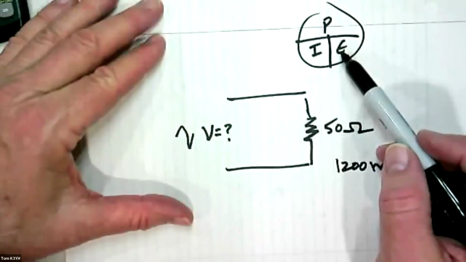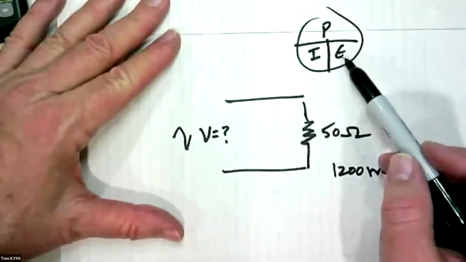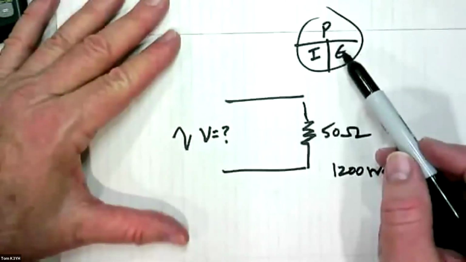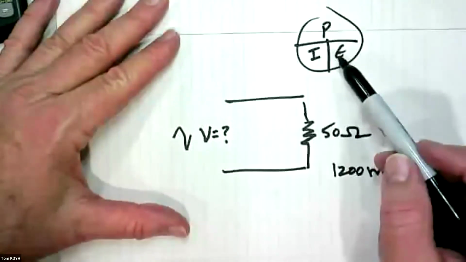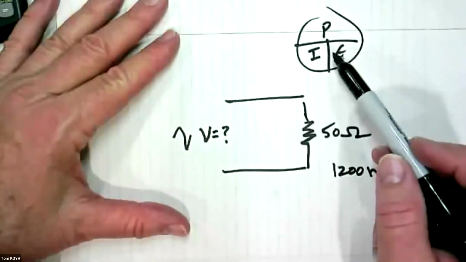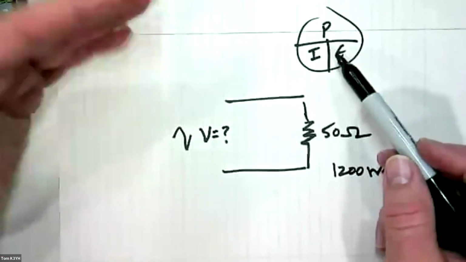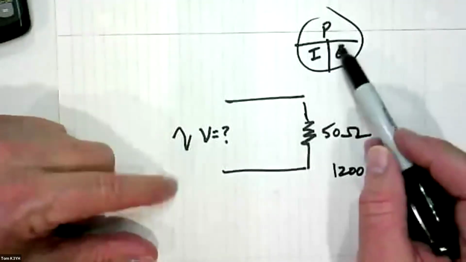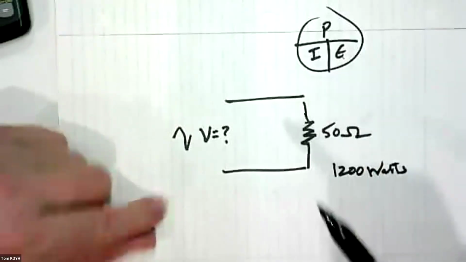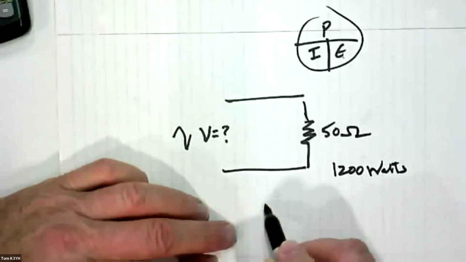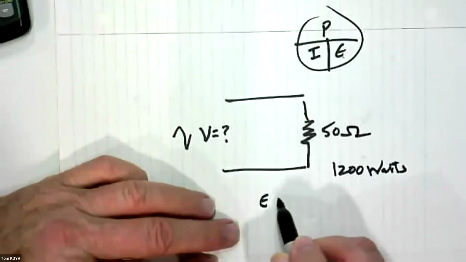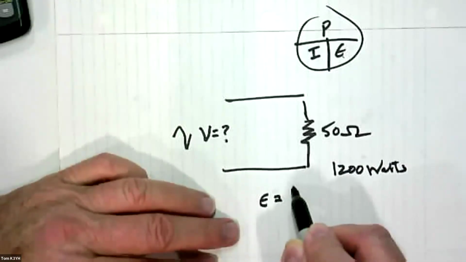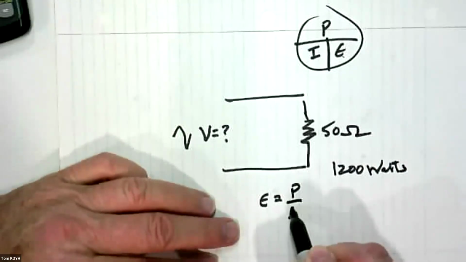So that's this E here, and when we're calculating AC power, you must use the RMS voltage for this E. So fortunately, they ask us for that, so we don't have to do some kind of conversion from peak or peak to peak to RMS. So we're looking for the RMS voltage, and so the equation for that, or the solution, is that E equals P over I.